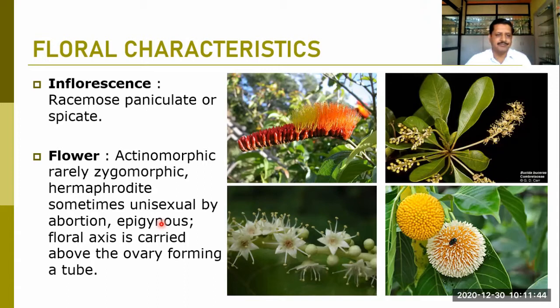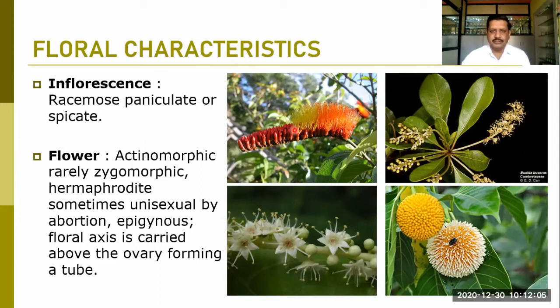In such cases, the flower becomes a unisexual flower. All the other whorls are mostly epigynous in condition, and the floral axis is carried above the ovary, forming a tube. So this is the typical floral characteristic of the family Combretaceae.